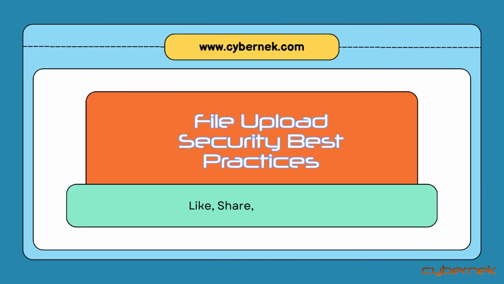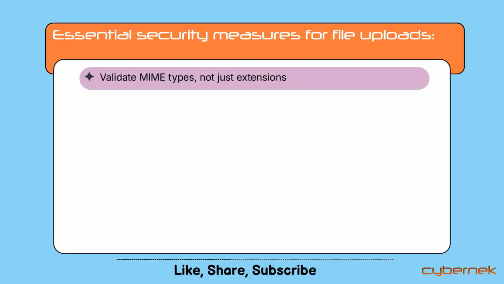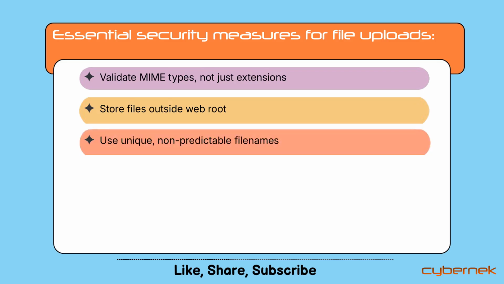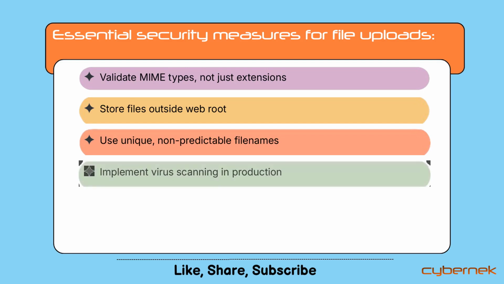File upload security best practices. Essential security measures for file uploads. Never trust file extensions. Always validate MIME types and file signatures. Store uploaded files outside the web root when possible. Use unique, non-predictable file names to prevent direct access attempts.